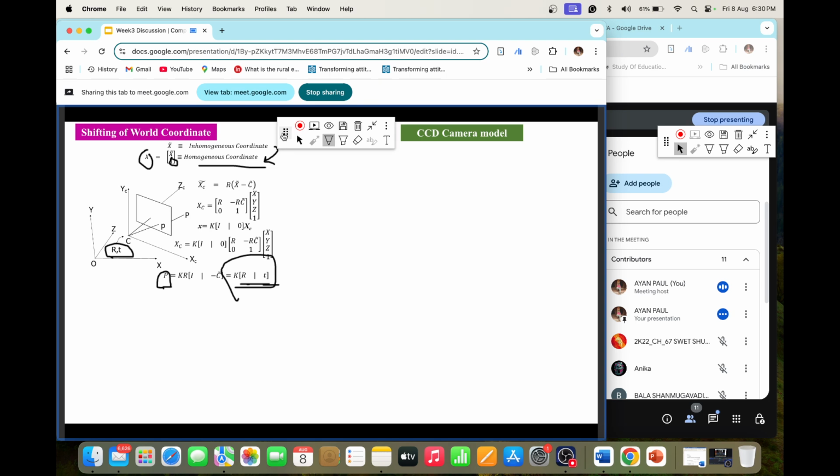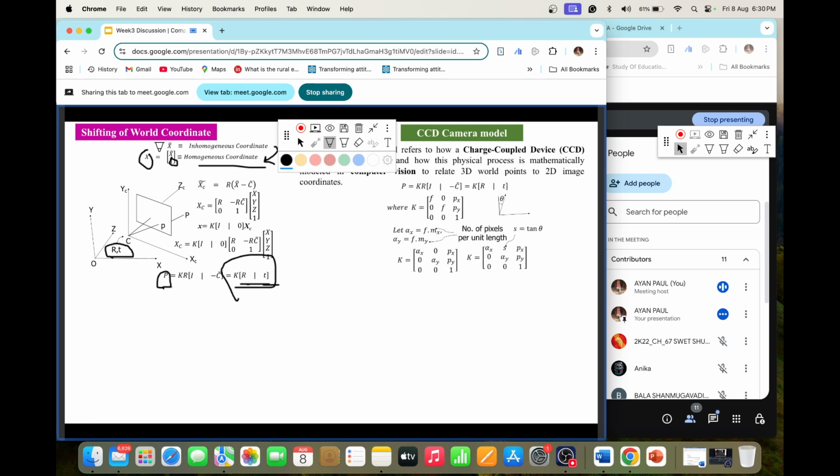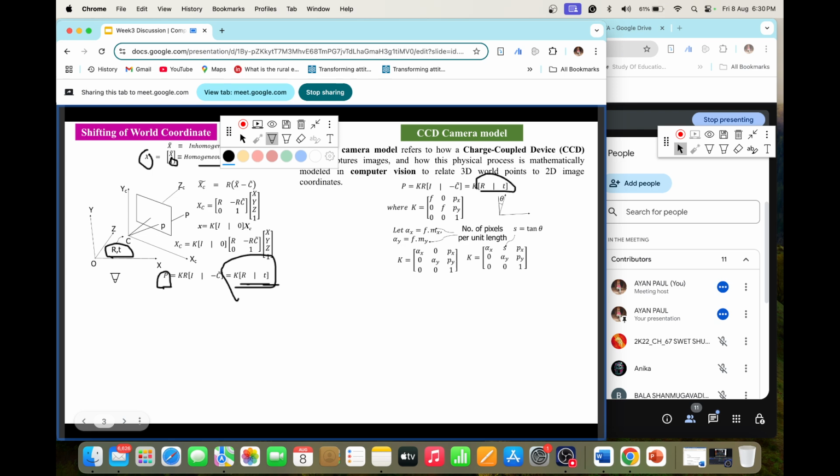Okay, now about the CCD camera. The CCD camera is based on that same logic, shifting of the world coordinate, only we have some additional changes to it. Whenever we are talking about the CCD camera, this portion will remain the same, that is, we have shifted the world coordinate.